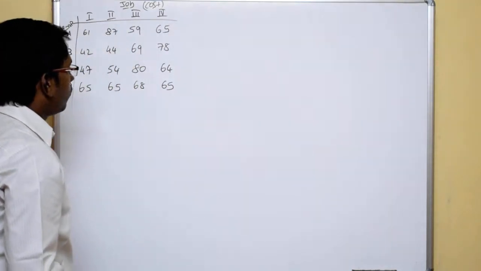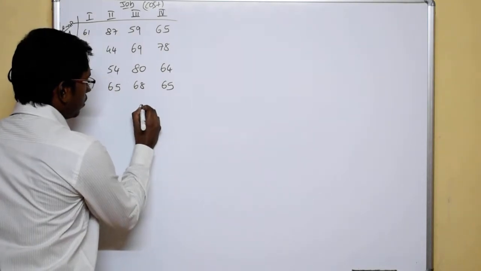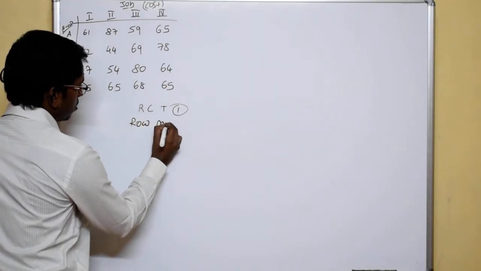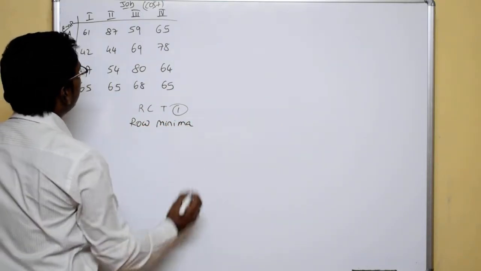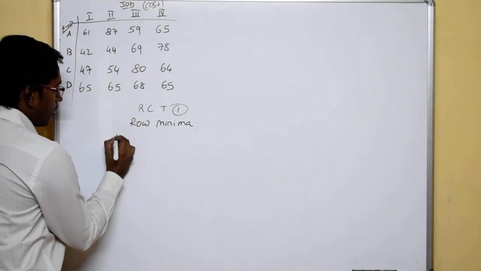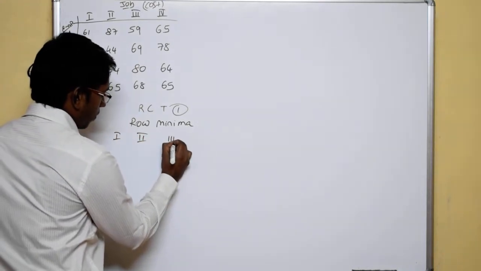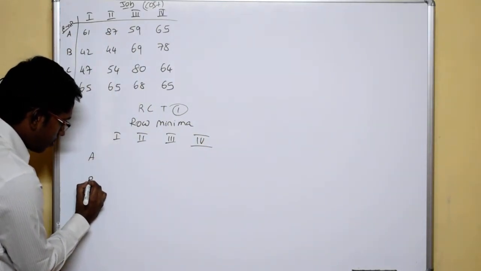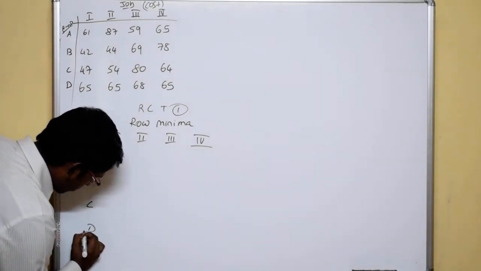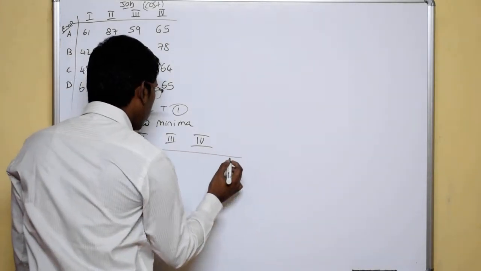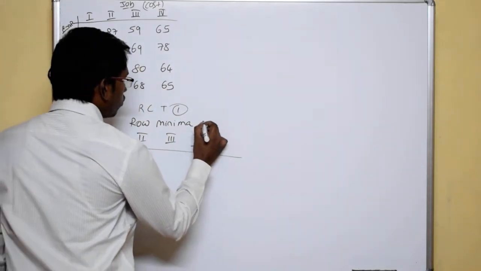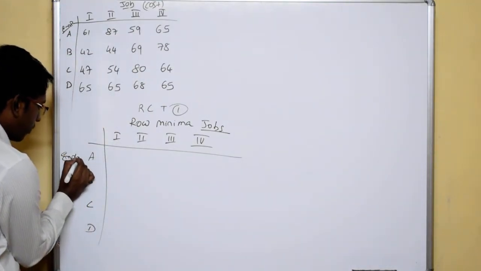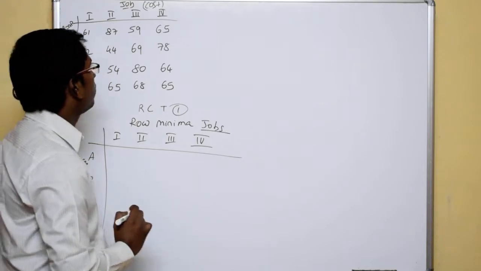So we directly start with the first step, which is reduced cost table number 1, which we also call row minima. Our 4 jobs are 1, 2, 3, 4, and our 4 employees are A, B, C, D. These are the 4 jobs and the 4 employees. We begin with the same procedure.